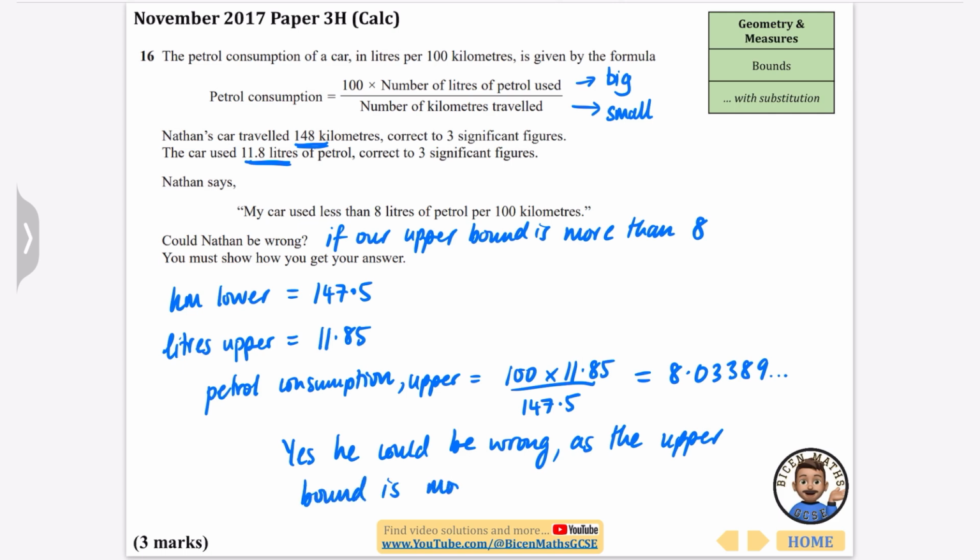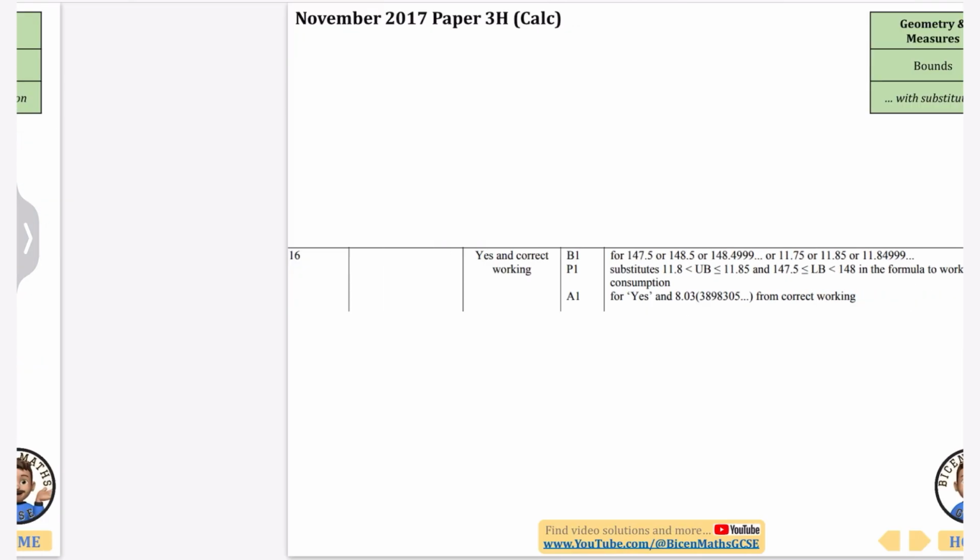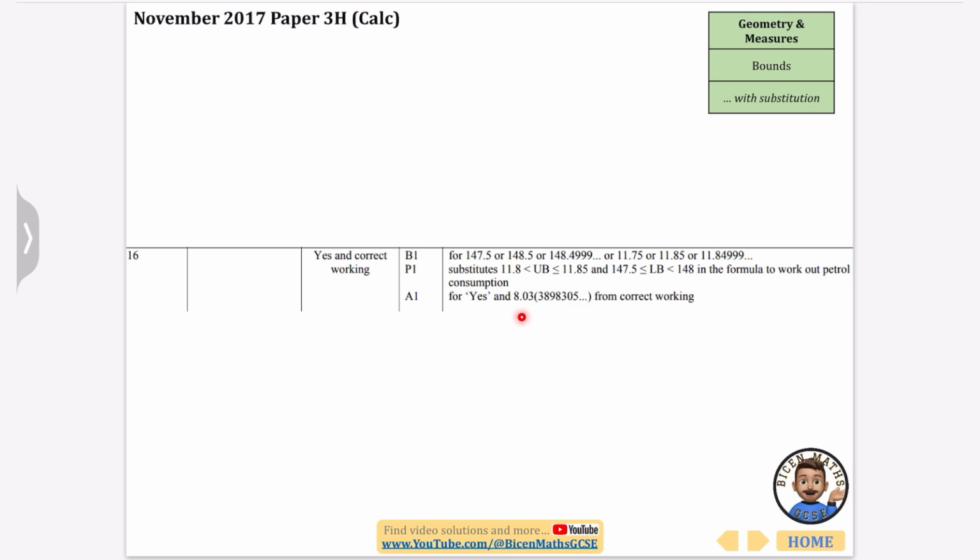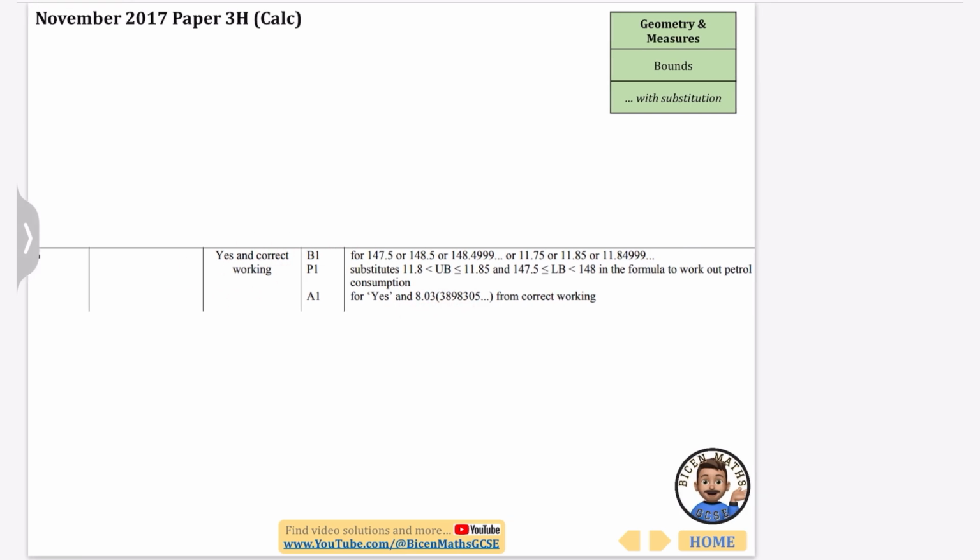Now, if he just substituted the original values into the question, that's why he thinks that it's going to be less than 8. If you subbed in just the 148 and the 11.8 in here, you'd get that it was less than 8. But if you play around with these numbers and you use their lower and upper, you do come up with this thing that we have here. So let's see that we've got this right. Yeah, there's the 8.03, they need it with the 2 decimal places, and we say that he could be wrong.